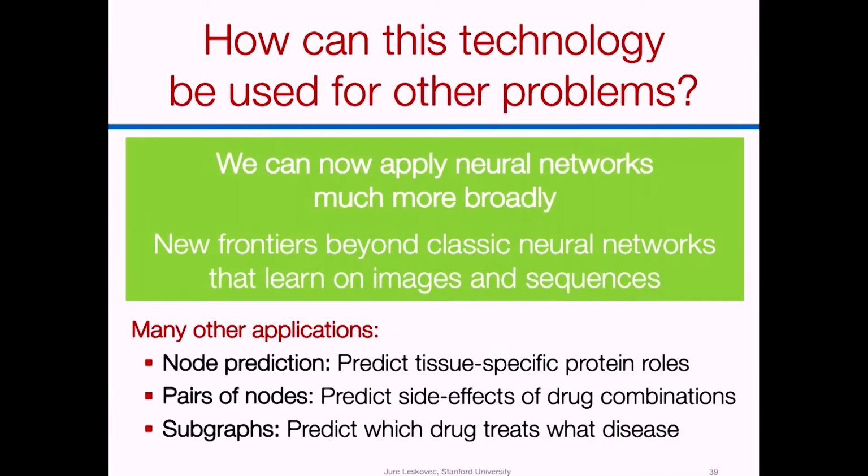So let me conclude and I can take questions, right? So what's the main point? The main point is that we are able to generalize representation learning to much more complex data types than fixed size grids and sequences. And this really opens new frontiers beyond classical neural network learning that we have been used to so far. And this type of framework is applied to many different tasks, from node prediction, link prediction, subgraph prediction. Tomorrow, one of my students will talk about novel molecule generation methods that are using this technology and so on.